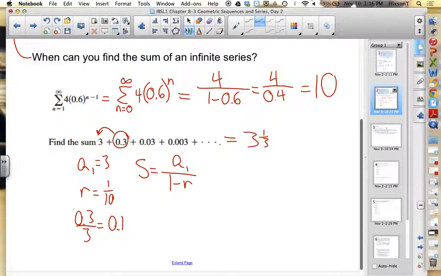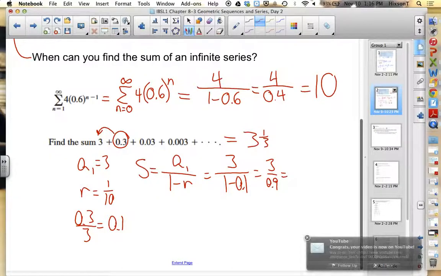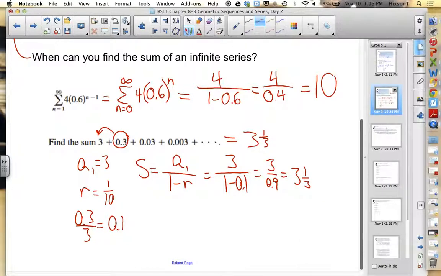So now we have the two values we need, so we can just plug them in. 3 over 1 minus 0.1, so that's 3 over 0.9. And that's going to be 10 over 3, which would give you 3 and 1/3.